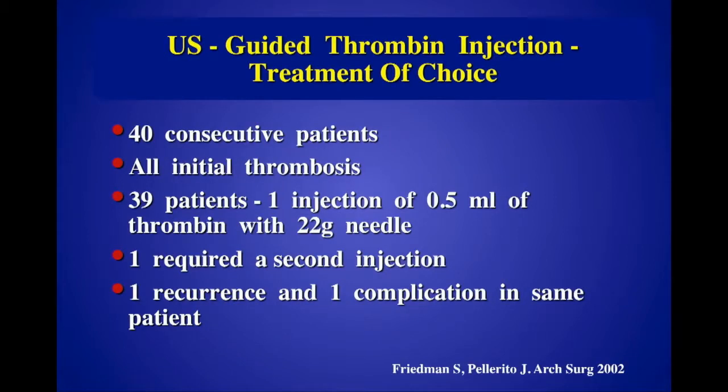We published this series years ago, a series of 40 consecutive patients that all had initial thrombosis after thrombin injection. In this series, we used an injection of just about half a cc with a 22-gauge needle. One of these patients required a second injection because it was a complex lesion, and we had one complication. We had a recurrence in the same patient because the needle tip wasn't very well seen. The patient eventually had a thrombosis of the underlying artery, and after treatment in the interventional suite, developed a second pseudoaneurysm. So a very important lesson learned there: you need to know where the needle tip is before you do the injection.